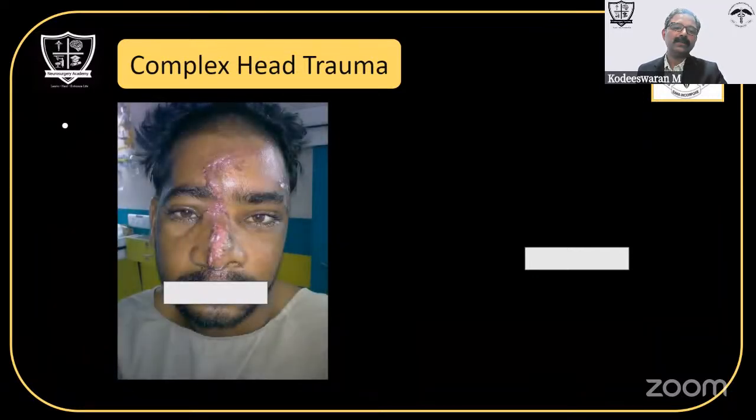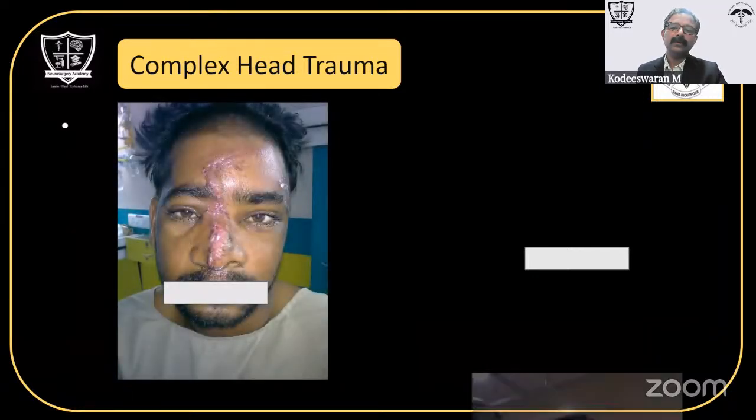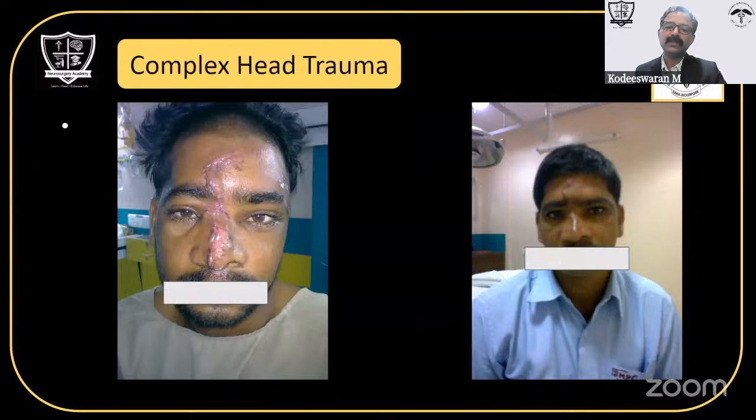So this was the final result after the complete surgery. This is the patient immediately post-op. This is the patient after 3 months. So we tried to give a cosmetic outcome for this patient with complete complex fronto-orbitofacial trauma.